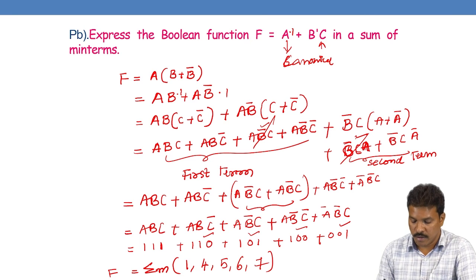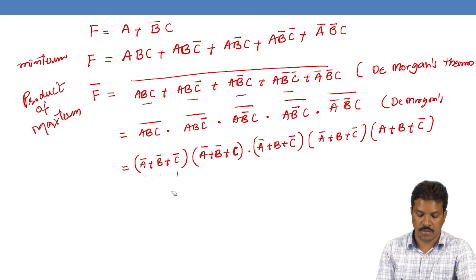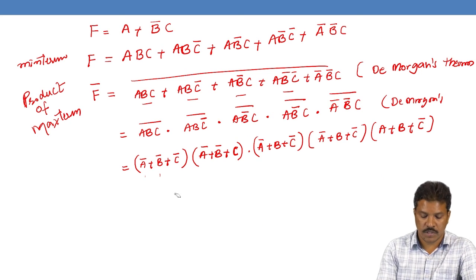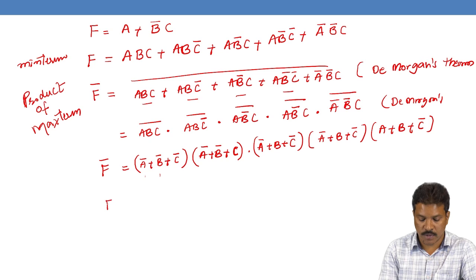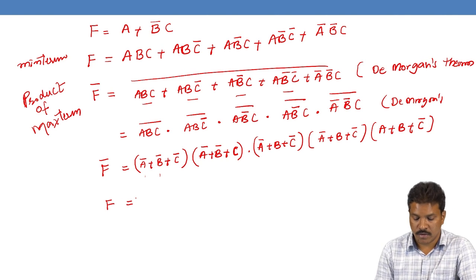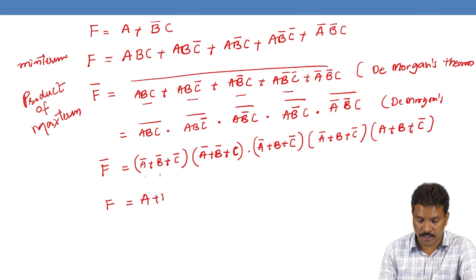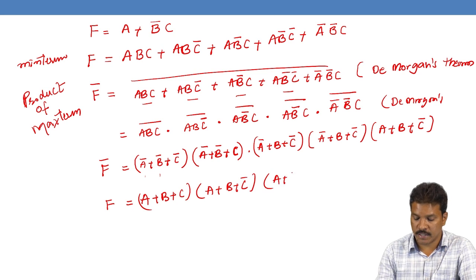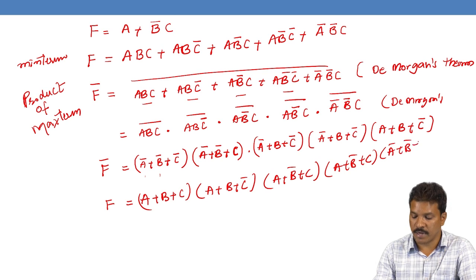What are the max terms? The minterms in this are 1, 4, 5, 6, 7. So in this case, it is a complement, F bar. In order to get this, we will take A plus B plus C, A plus B plus C bar, A plus B bar plus C, A plus B bar plus C, A bar plus B bar plus C.